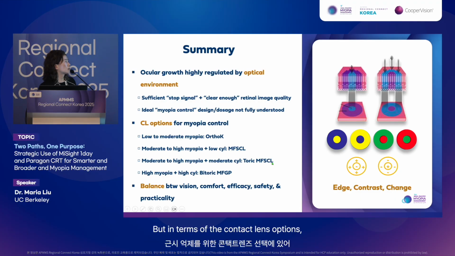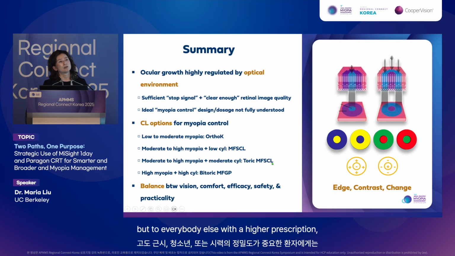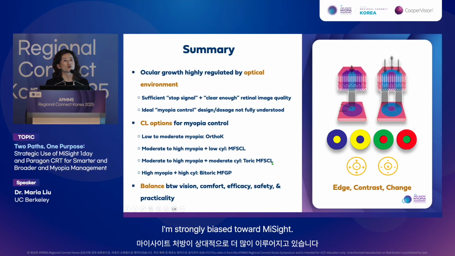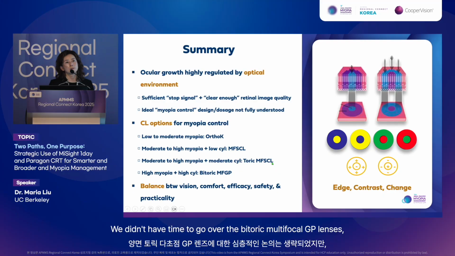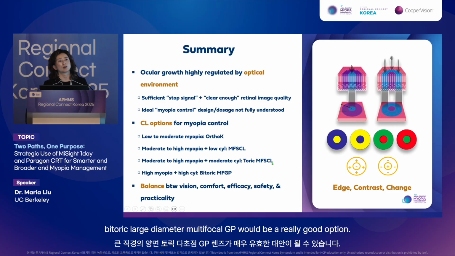But in terms of the contact lens options, for low to moderate myopia and younger age patients, I'm slightly biased toward ortho-K, but for everybody else with a higher prescription, older age, more critical of vision, I'm strongly biased toward MiSight. We didn't have time to go over the bitoric multifocal GP lenses, but for those really complicated cases, -8 and -4.50 with-the-rule corneal astigmatism, a bitoric large diameter multifocal GP would be a really good option.